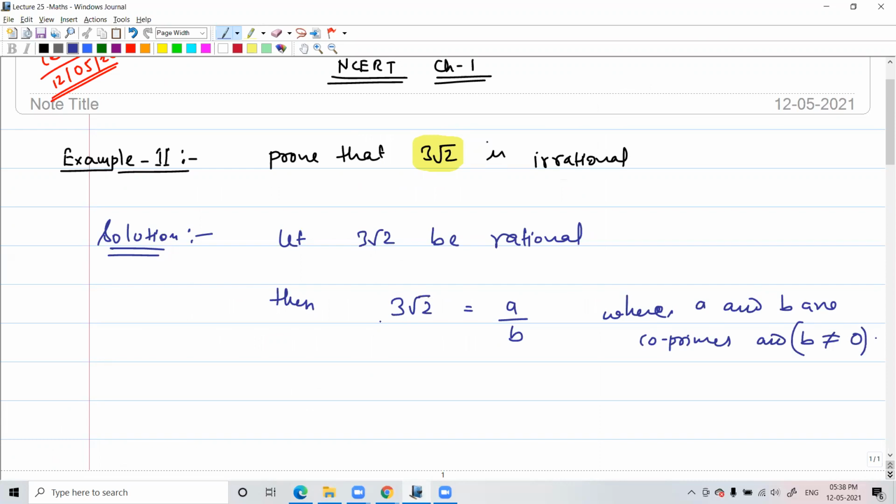What do we do after that? We just move around the variables. We leave this root 2 here, send this 3 to the other side. So it will become a by 3 times b. And you see that a and b are integers, and there's a 3 multiplied to that. So all of this will still be a fraction. Some integer in the numerator and some integer in the denominator. So together it will be a rational number. So your RHS is rational. So LHS should also be rational, but it is not, which is a contradiction.